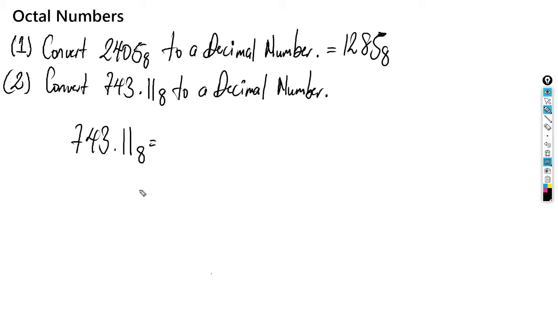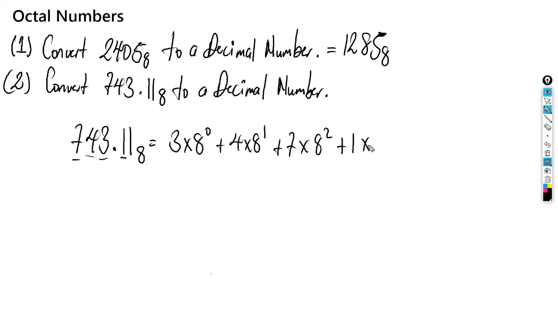Let's look at the next example, which is 743.11 in base 8. Let's start with the 3 here. This should be 3 times 8 to the 0. This 4 should be plus 4 times 8 to the 1. And this 7 should be plus 7 times 8 to the 2. Now there's actually an octal point here, right? So this 1 is going to be 1 times 8 to the negative 1, plus 1 times 8 to the negative 2.